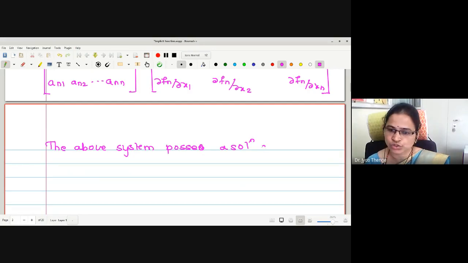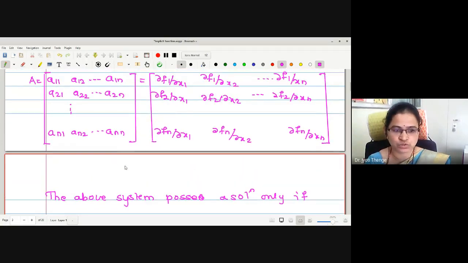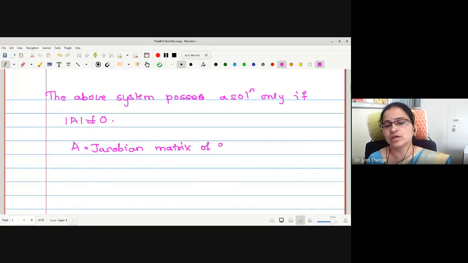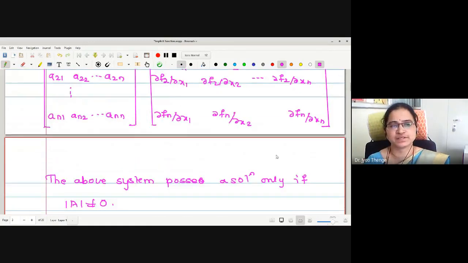Possess the solution only if determinant A is not equal to 0. Determinant A is not equal to 0. And what is the A we have obtained? Is it a Jacobian matrix? Therefore, the Jacobian matrix plays an important role while converting an implicit function to an explicit one.